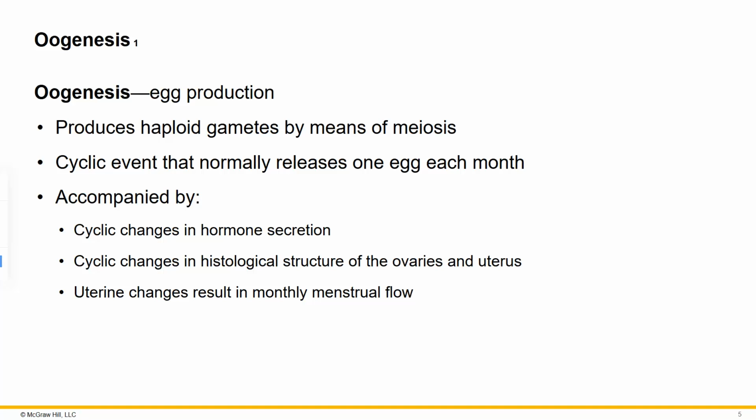So oogenesis, egg production, produces haploid gametes, haploid meaning that they only have 1 copy of each chromosome, by means of meiosis. It's a cyclical event that normally releases 1 egg each month. It's accompanied by cyclic changes in hormone secretion, histological structure of the ovaries and uterus, and uterine changes resulting in the monthly menstrual flow.